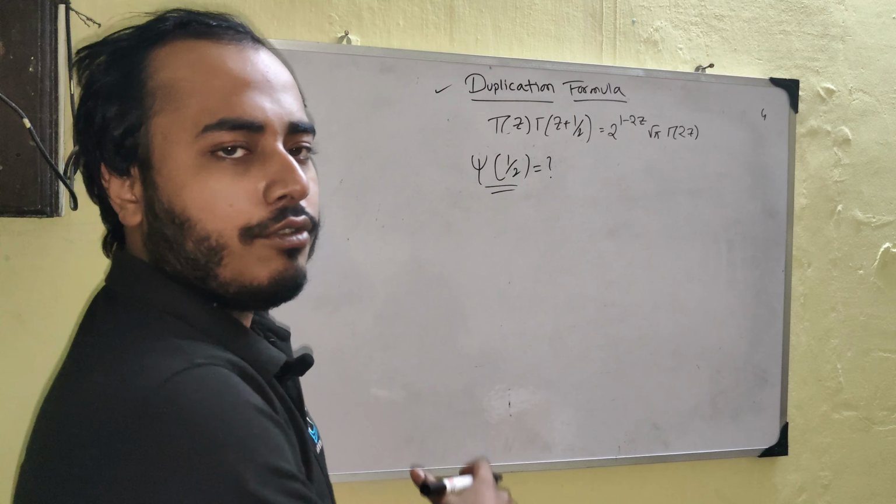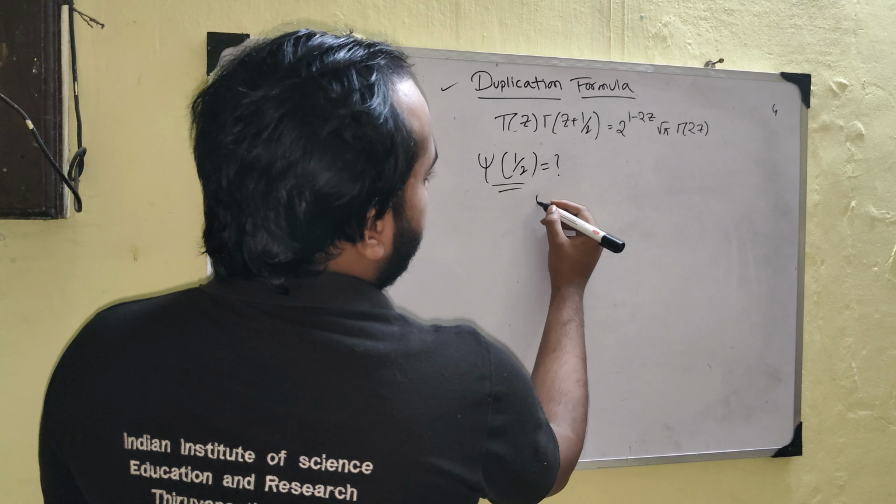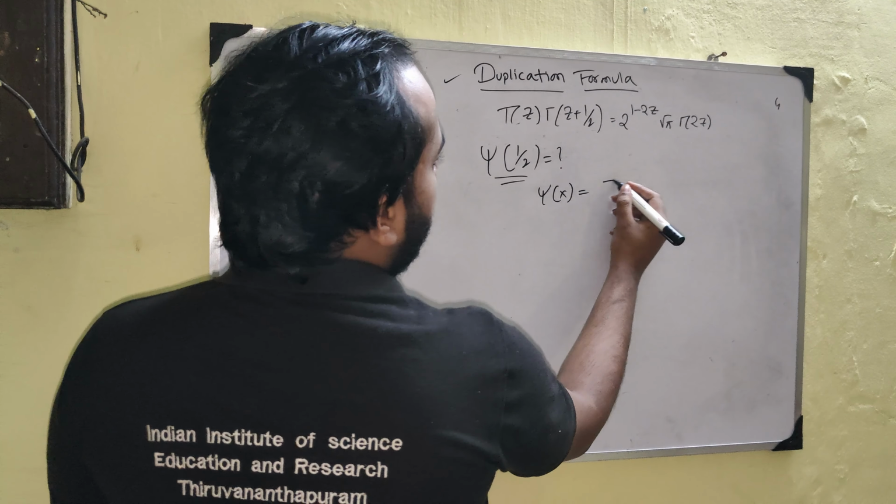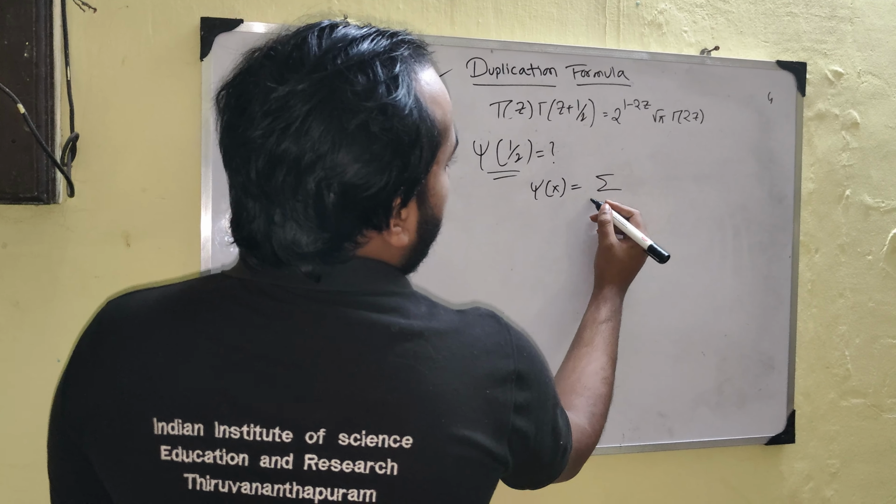Now, in order to find this, we first understand that psi of x is nothing but the sum over n from minus infinity to plus infinity of 1 by n plus x, okay? With this in mind, we can also see that psi of x is d/dx of ln of gamma x, right? Now, if we want to find this, we can use the duplication formula of the gamma functions. This can be verified using factorials that yes, indeed, this is going to be true.